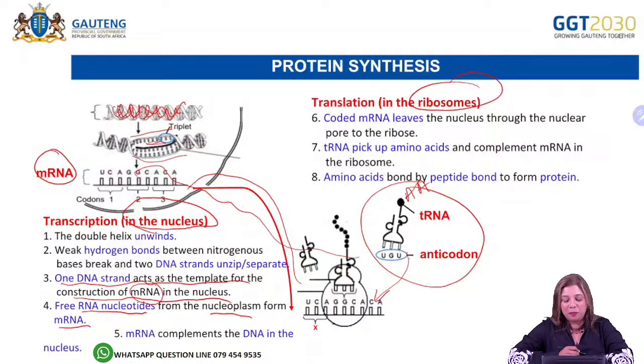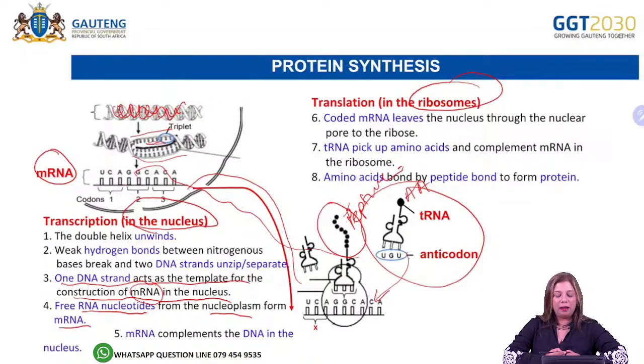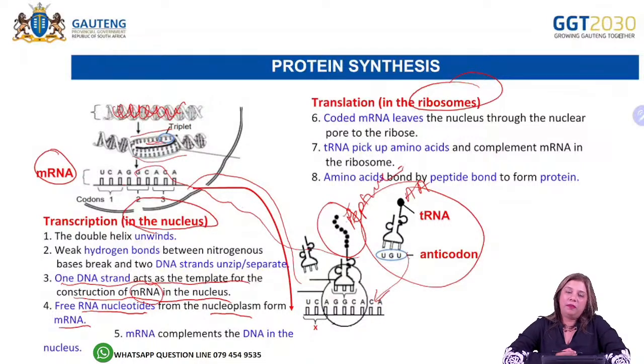The amino acids bond by a peptide bond to form a protein. There's the amino acids that are bonding by a peptide bond. So that's basically a quick revision of how protein synthesis takes place.